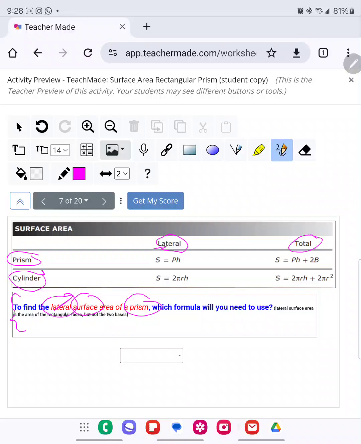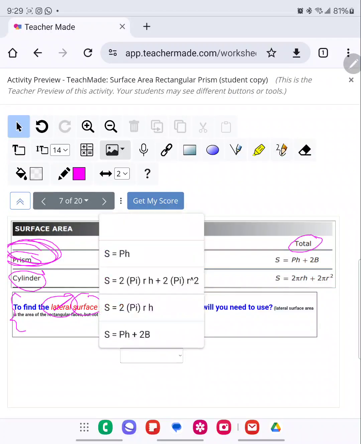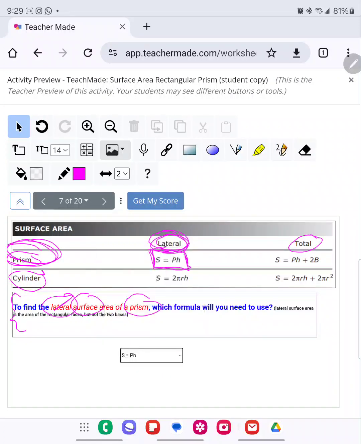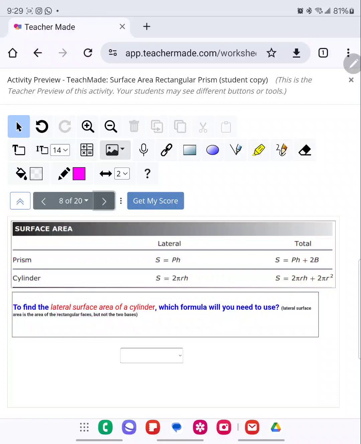need to use? All right, so we know that it's a prism, so I need to use this area. And then I know that it's lateral, this one. So then this is the formula we're going to use. So go ahead and choose that one. And that's the correct answer for this one. Let's go to the next one.